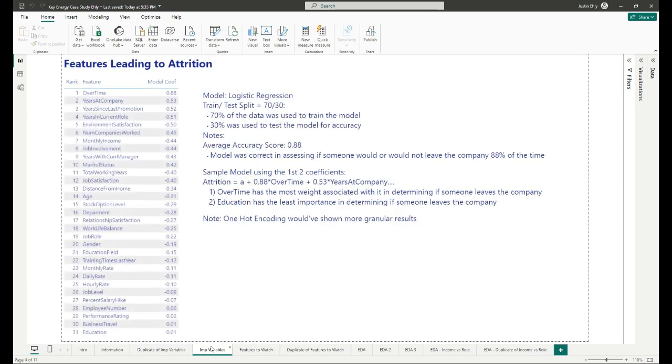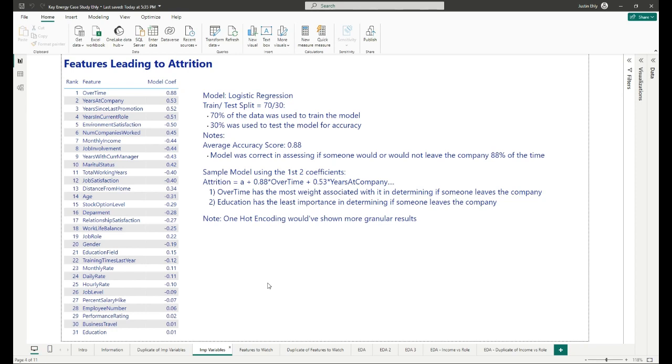The next thing I wanted to do was figure out from a high level which features were really driving if we were able to determine if an employee was going to leave a company or not. To do that, I used a logistic regression model. I did a 70-30 train test split. So I took 70% of the data and used that to teach the model, or train it, and 30% to feed into the model, and the model was accurately able to guess if an employee was going to leave the company 88% of the time. And I felt that that was a really good accuracy score.